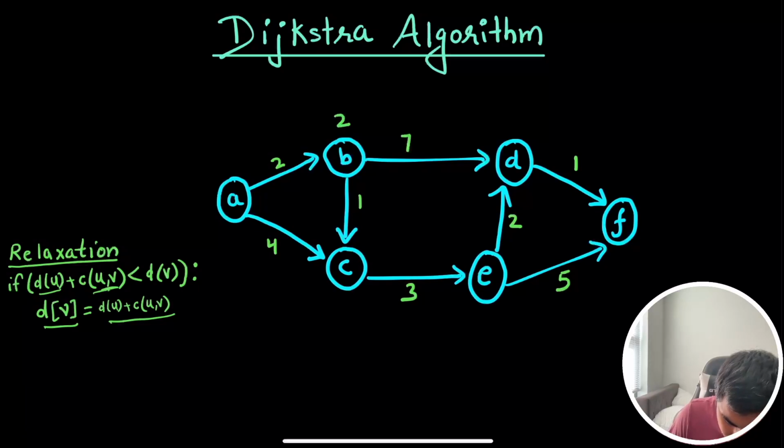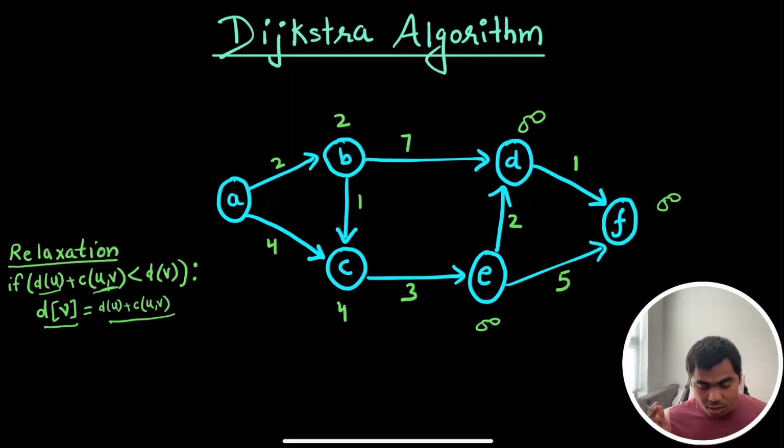So the distance from A to B is 2, and from A to C is going to be 4. Now the distance from A to D, I don't know, so I'm going to have infinity. The distance from A to E, I don't know, so this will also be infinity, and the distance from A to F, I don't know, so it will also be infinity. Now we're going to perform relaxation on all these nodes.